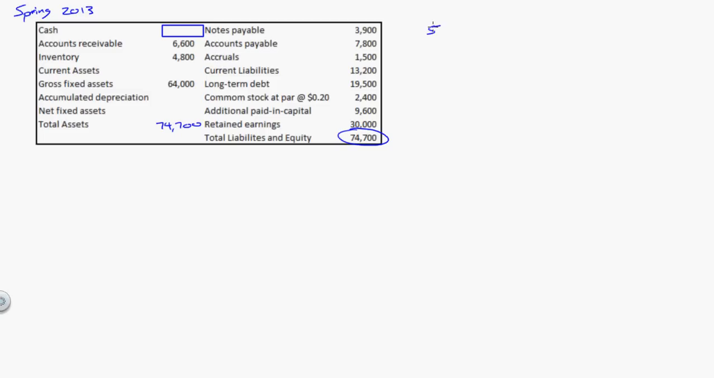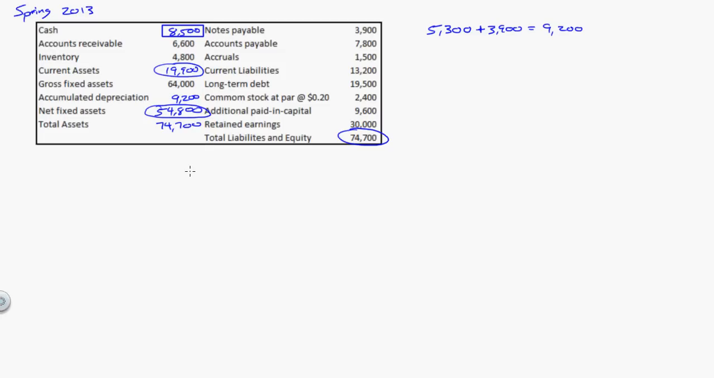And last year, in 2011, the firm had $5,300 in accumulated depreciation. This year their depreciation expense is $3,900. That means their current accumulated depreciation is $9,200. So $9,200 for accumulated depreciation. Net fixed assets is gross minus accumulated, and that would be $54,800. Okay, so I know that the current assets plus the net fixed assets has to equal the total assets. That means current assets are $19,900. In order to make current assets $19,900, cash has to be $8,500.